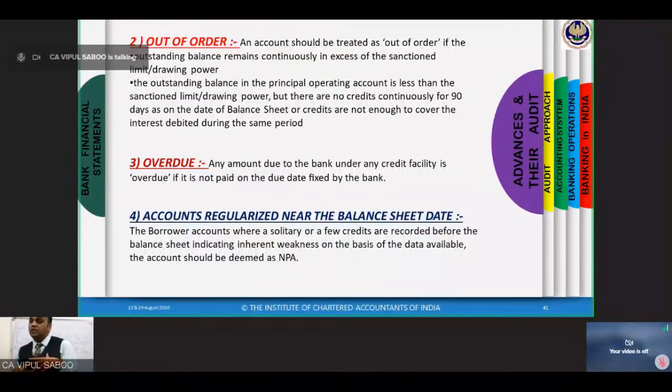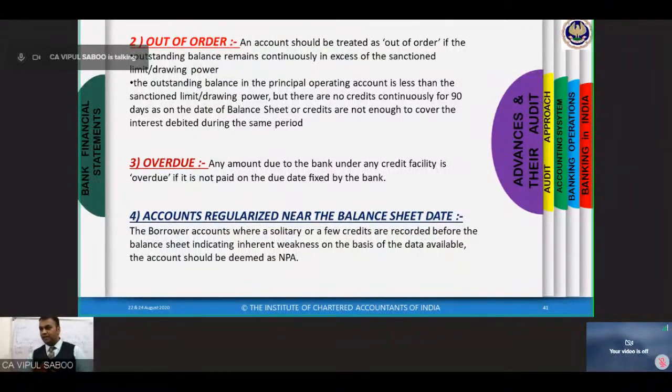There are no credits continuously for 90 days. It has happened since 90 days. You haven't made any credit entry. You haven't deposited any amount. The third case is you have credited some amount, you have deposited money, but that money is not enough to cover the interest debited during that period. 3 cases of out of order. Out of order is if the balance is continuously overdrawn, more than the sanction limit or drawing power, you have used more than your sanction limit or drawing power, or you haven't made any deposits in that particular loan account, haven't repaid any money for 90 days.